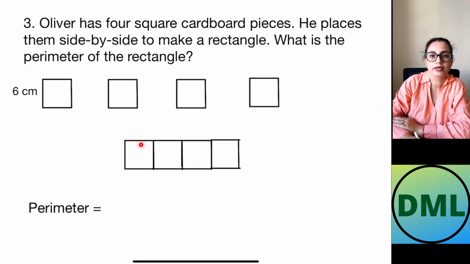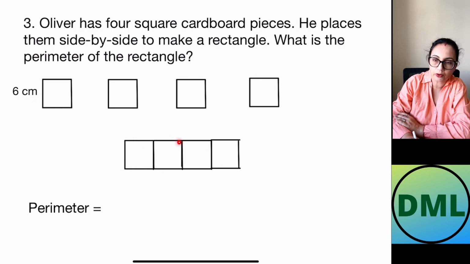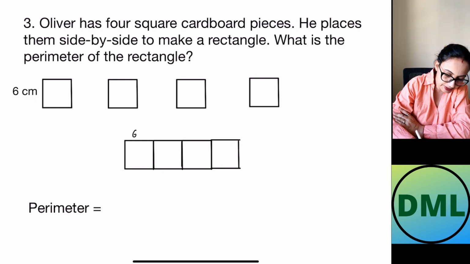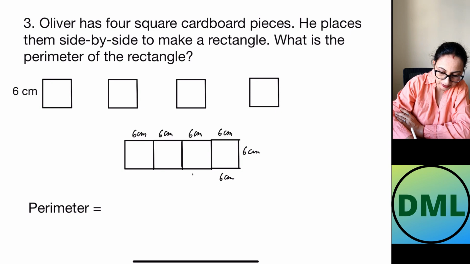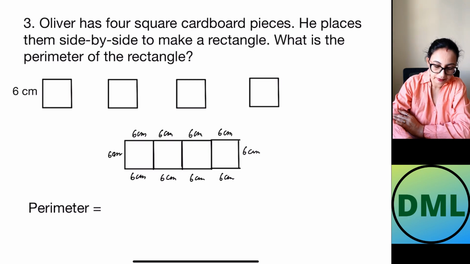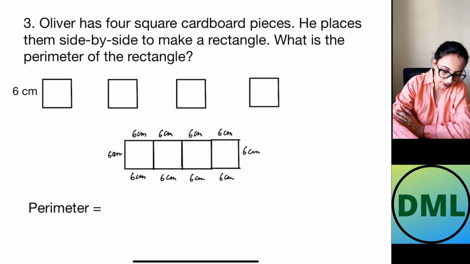For that, I need to write down the dimensions of this rectangle. I know that this is made up of small squares and the square side is 6 centimeters. Let's write down all the dimensions first here. This will be 6 centimeters, this one also 6 centimeters, this one also 6 centimeters, and so on. These all are 6 centimeters. I need to calculate the perimeter. What I need to do? I need to add all the dimensions here. Let's add all of them.